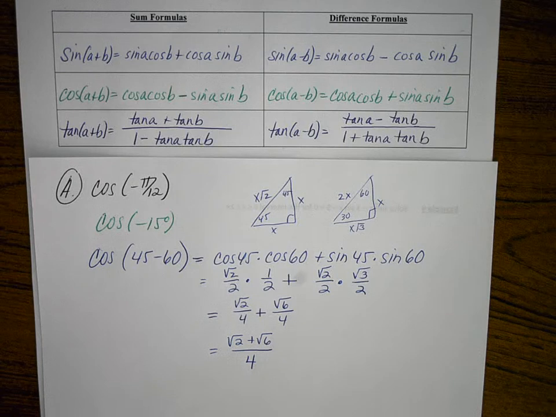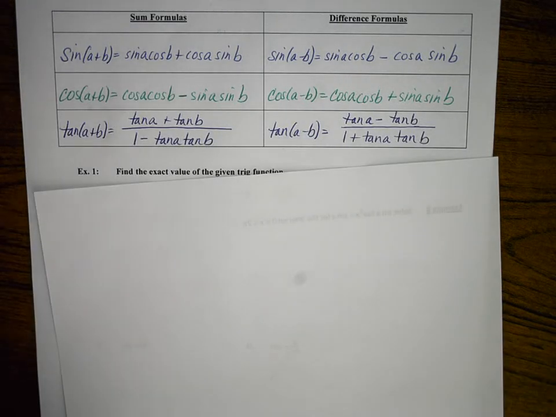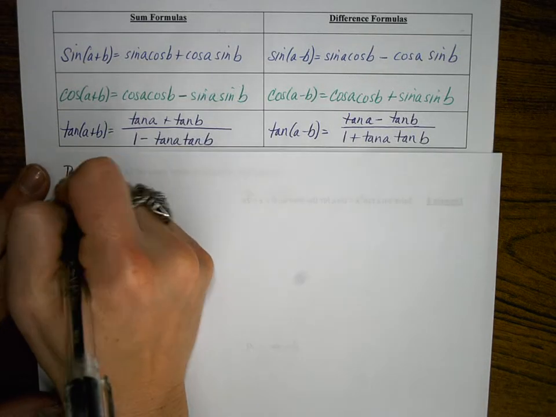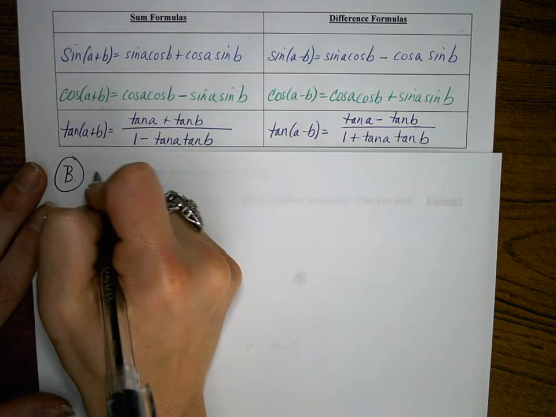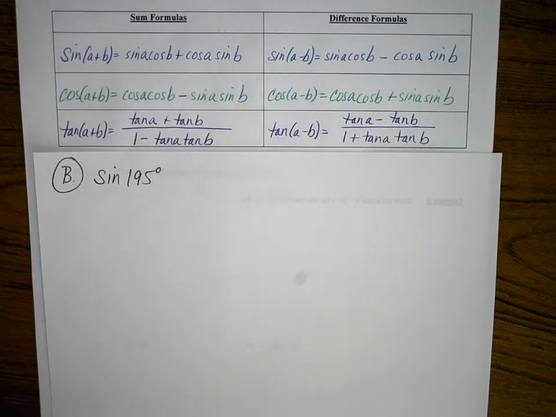All right, let's try one more. Second one that I want to take a look at. Let's take a look at the sine of 195 degrees. The sine of 195 degrees. All right, now, this is a situation where you might want your trig sheet out.